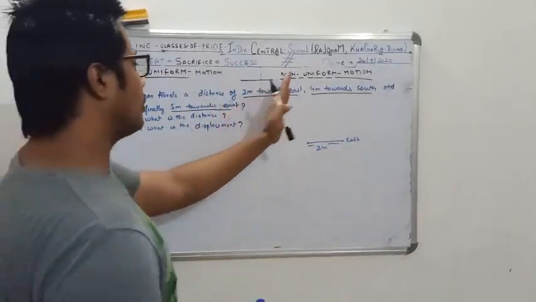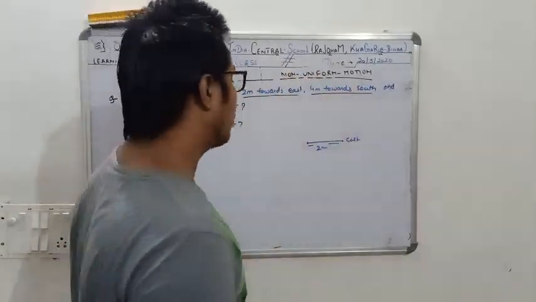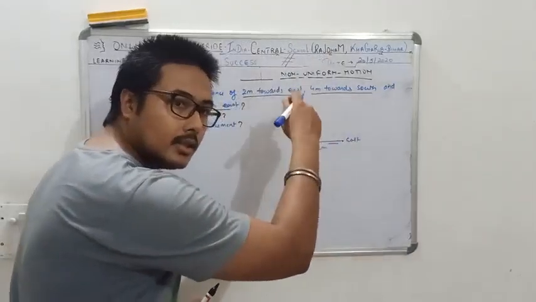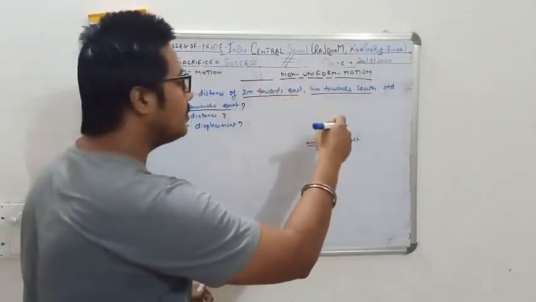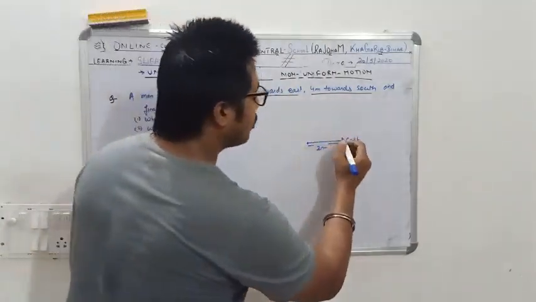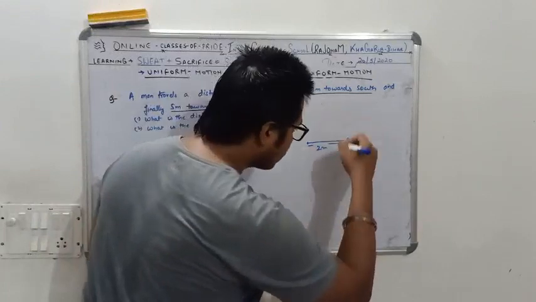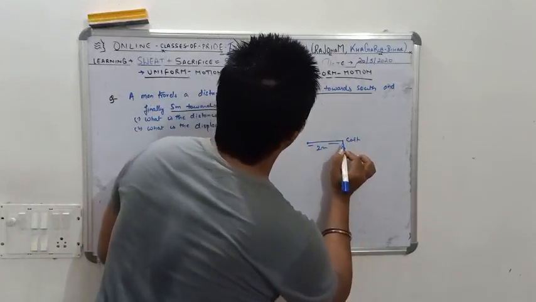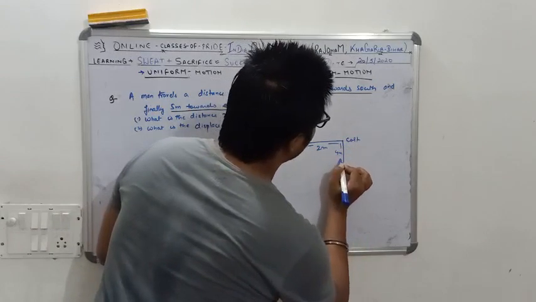Now again, read the second part of the question: 4 meters towards south. The man has come here and stopped, so this becomes his initial position again. Now from here he has to move south. If this is the initial position, south will be in the downward direction. He has moved south and come here. This is 4 meters.